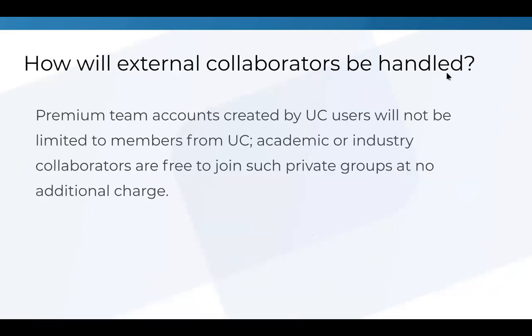Okay, if there's no questions, I prepared a question that you should be asking, and the question should be, how will external collaborators be handled? So the question really is, what if you're creating a private group and you're collaborating with somebody who's outside of University of California? And so how this will be handled: if you're creating a private group with your University of California account, you can add other collaborators who are not in the University of California, so you can really collaborate with others without worrying that they will not be part of this.